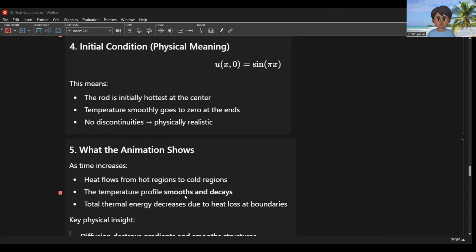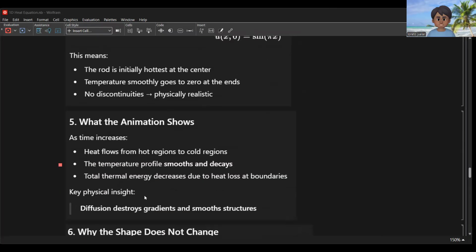The temperature profile is smooth and decays. Total thermal energy decreases due to heat loss at the boundaries. So we have the key physical insight here: diffusion destroys gradients and smooths structures.